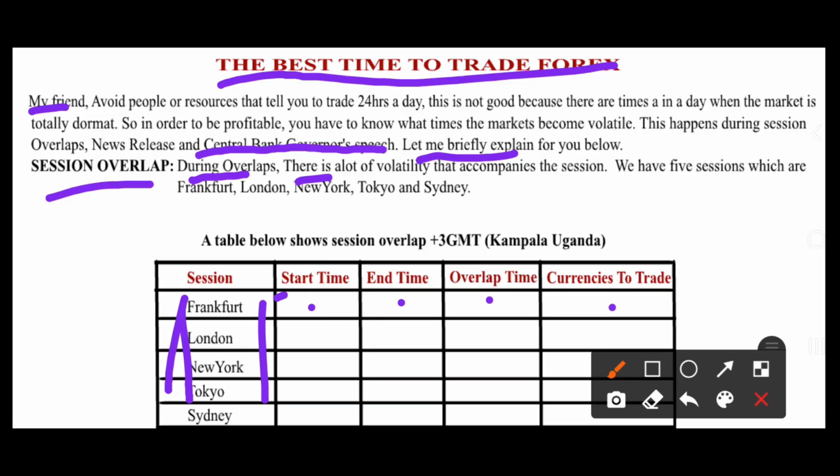Now when you follow this table, it's going to help you maintain your profit. You can maintain your trading strategy and also be a bit more profitable compared to someone who doesn't know anything about the sessions and how they overlap.